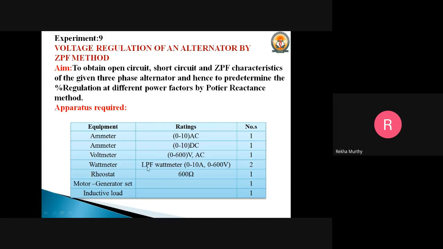The difference is that since it is a zero power factor test, there will be a very low power factor, so we require a wattmeter of low power factor. Instead of two ammeters, we have to use two wattmeters of the range 0 to 10 amperes, because the alternator rated current, as we saw in the nameplate reading in the previous session, is 16 amps. So we prefer 10 amperes, and since it is three-phase, the voltage range is 0 to 600 volts. The other components all remain as they are.